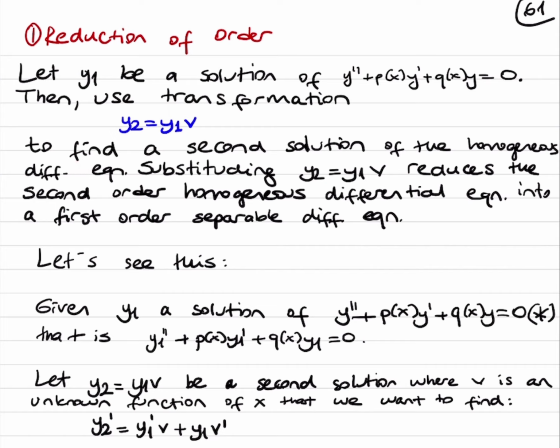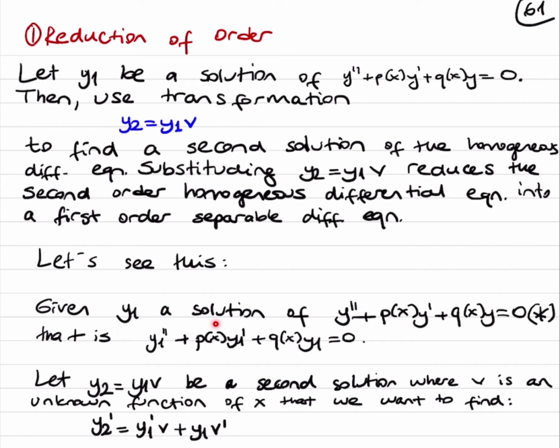we substitute y2 into this equation, y double prime plus p(x) y prime plus q(x) y, we can find y2, because when we substitute, the second order differential equation reduces to a first order separable differential equation, and we know these are very easy to solve. Okay, let's see this technical part.